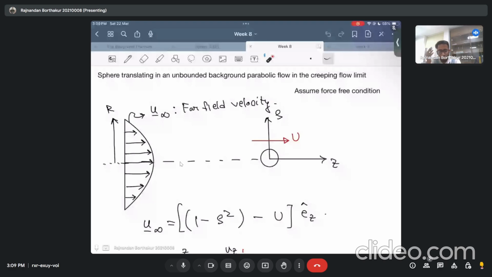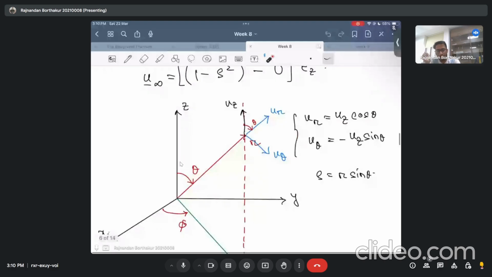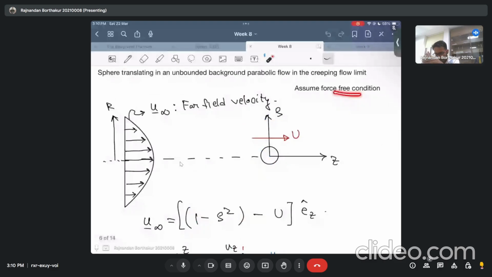And for that, what we discussed is that there is something called a hydrodynamic force-free condition, meaning that the net force on the sphere is equal to zero. That is, the external force that the sphere experiences because of the presence of a background flow is balanced by the viscous drag that the flow would exert on the sphere on account of viscosity. We hadn't formally established this force-free condition yet, but we'll do it today. And then we will see how, using this force-free condition, you can calculate the unknown velocity of the sphere that we are interested in.